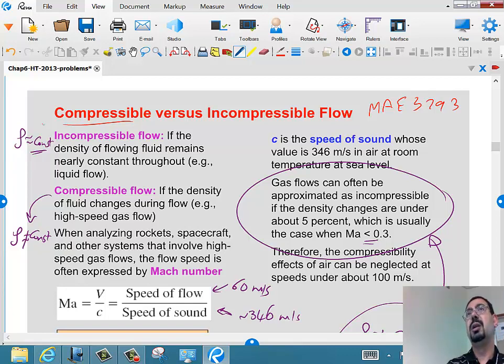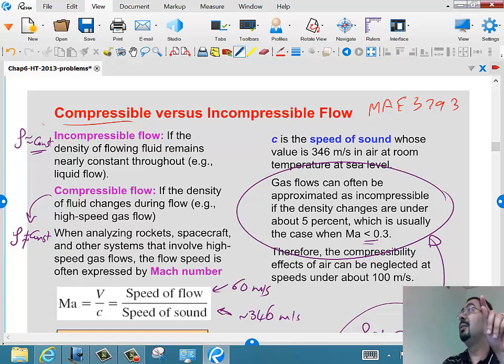Of course, are liquids compressible or incompressible? Incompressible, right? Liquids are incompressible, meaning that it's very, very hard to change their density. It takes tons of pressure to make the density of water change the least bit. So we consider liquids incompressible.